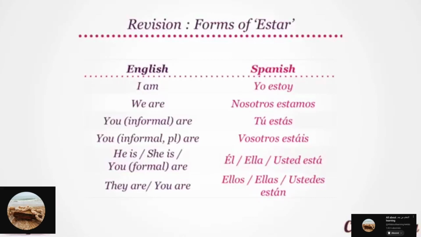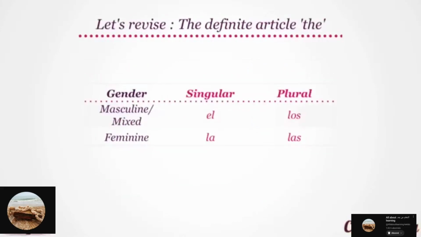está. Great. Similarly, try she is. She is becomes ella está. Now looking at their plural forms, they are or formally you all are become ellos or ellas están, or ustedes están. Very good. Let's revise what we learned in the last lesson.